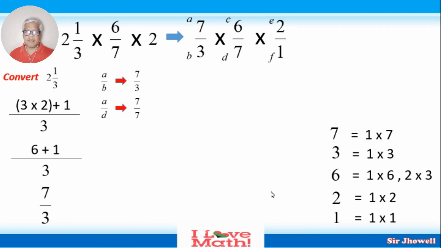Next pattern, A over D, which is 7 over 7. Since parehong 7 ang numerator and denominator, divide 7 over 7 by 7. Kaya, 7 divided by 7 is 1. Instead of 7 over 7, magiging na siyang 1 over 1. Ibig sabihin, ang bago nating value ng A ay 1. Ang bagong value ng D ay 1 pa rin. Okay? Or 1 na. Diba? Ayos? Okay.